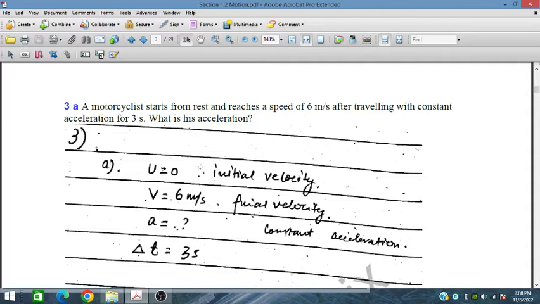A motorcyclist starts from rest. Rest means the initial speed is 0, and he reaches a speed of 6 meters per second after traveling with a constant acceleration for 3 seconds. So from 0 to 6 meters per second in 3 seconds he has constant acceleration, and we have to find it out.